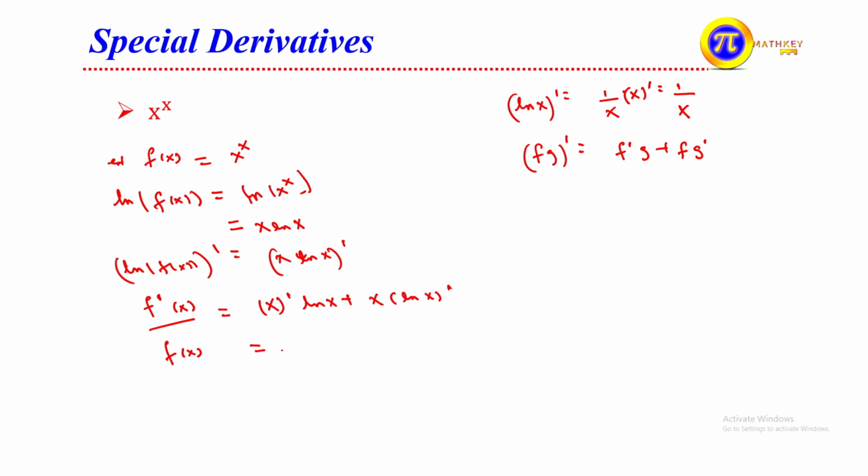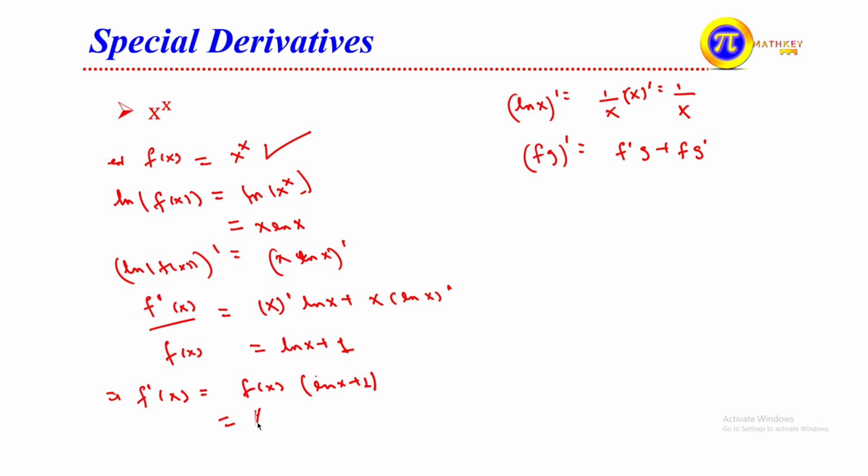1 times ln x, that is ln x, plus x times the derivative of ln x, which is 1 over x. If we divide x by x, what remains is 1. So f derivative at x is equal to f of x times ln x plus 1. We said that f of x is equal to x to the power of x.